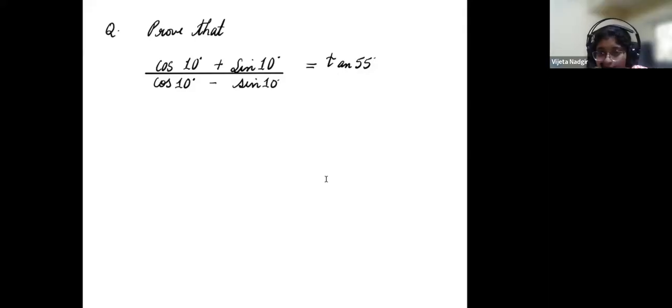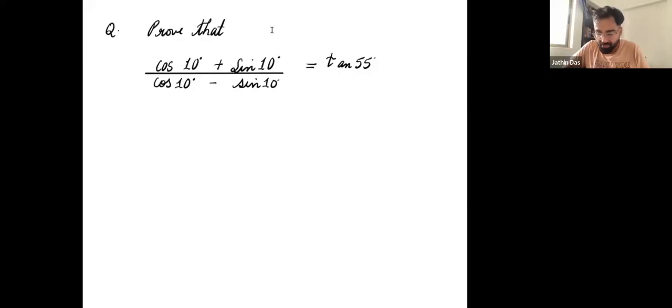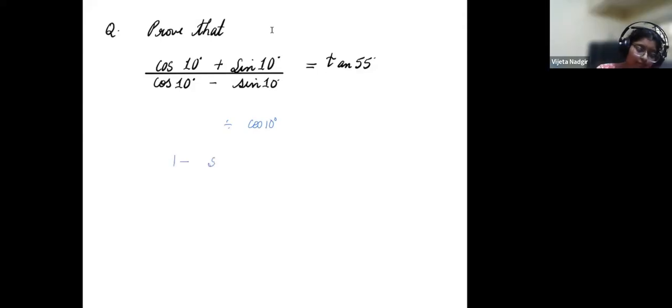So I'm not getting it. What happened? Okay, listen here. What I am doing is, I'm dividing it by cos 10 degree. There are many ways to do it. I'm dividing it by cos 10. So 1 minus.